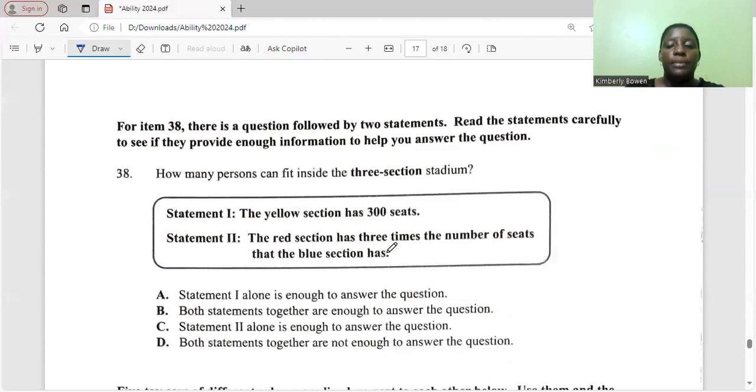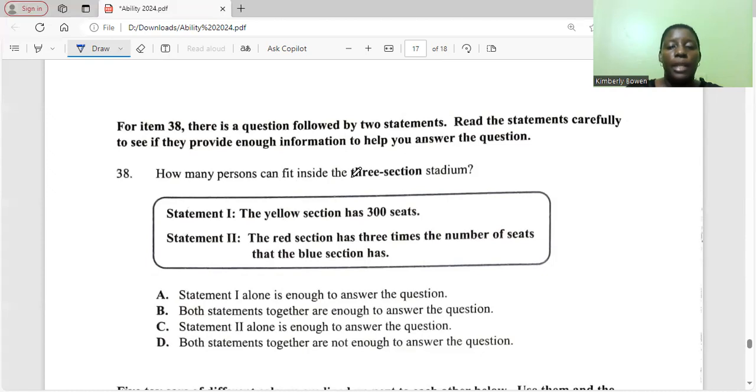This is another question that we've seen a lot of. For item 38, there is a question followed by 2 statements. Read the statements carefully to see if they provide enough information to help you to answer the question. How many persons can fit inside the 3-section stadium? So there are 3 sections, yellow, red, and blue. Let's read the statements. Statement 1 says yellow section had 300 seats. Statement 2 says that the red section has 3 times the number of seats that the blue section had.